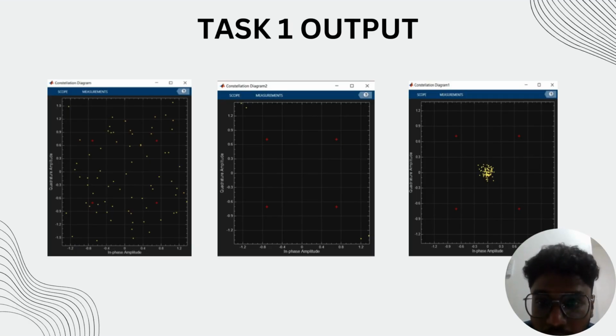This is the task one output. And the task one output, we can see there are three diagram outputs. So the first diagram output is about the points being scattered. And then for diagram number two, there are 2 points at the end of the graph. And for diagram three, all the dots are in the middle of the graph. So as we can see, these are the three outputs of task one.